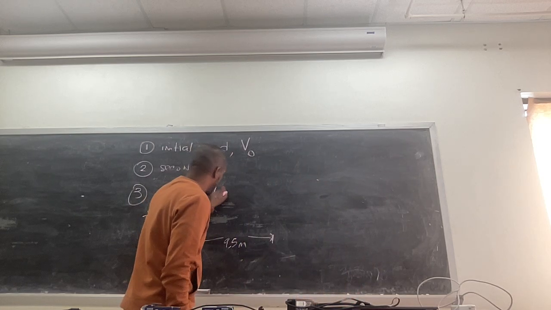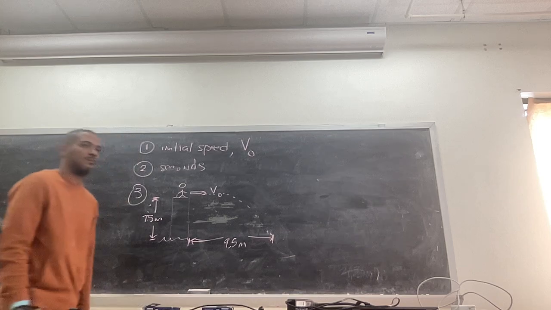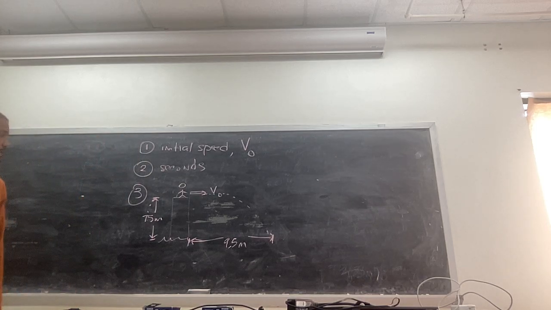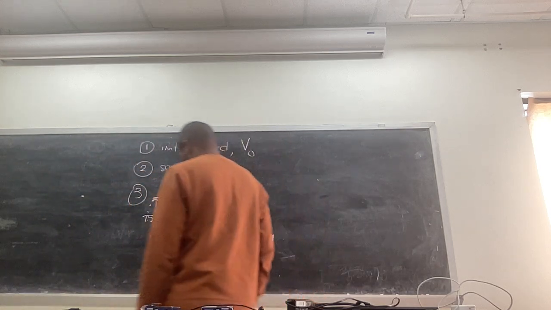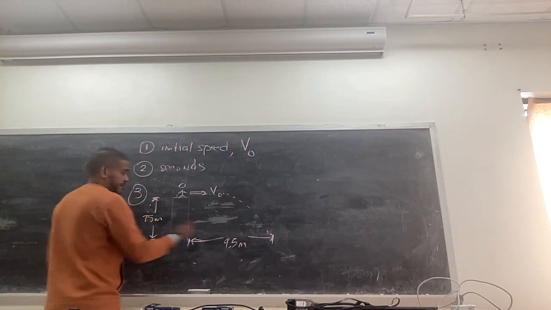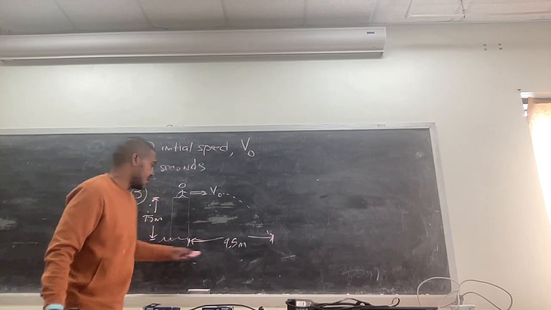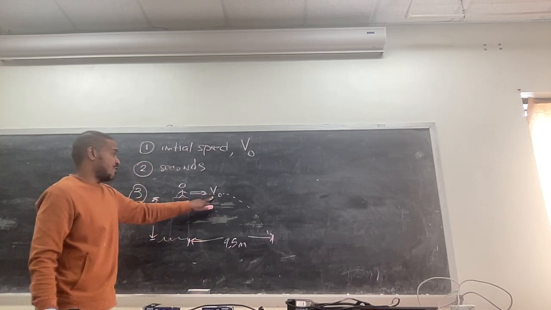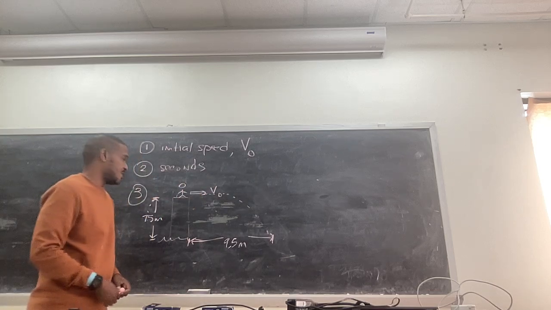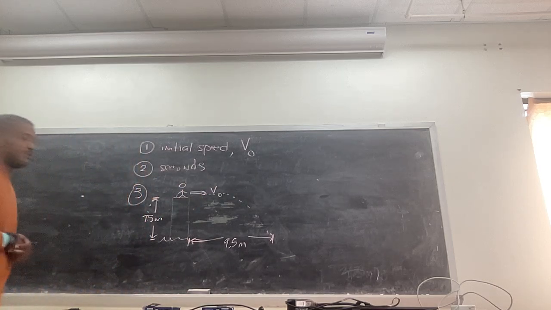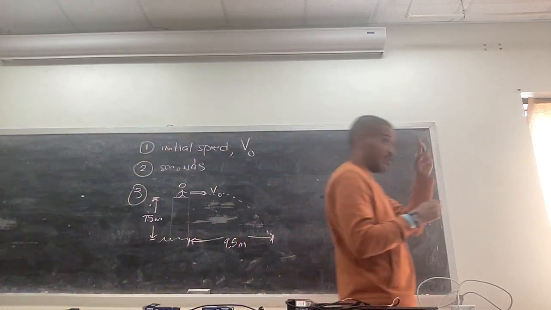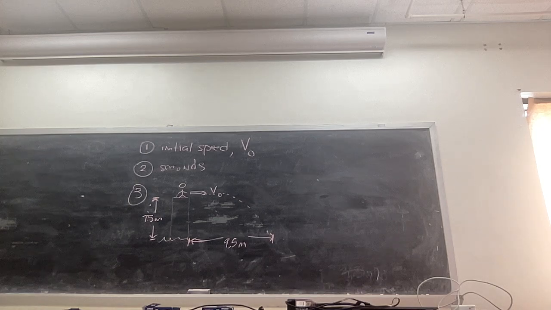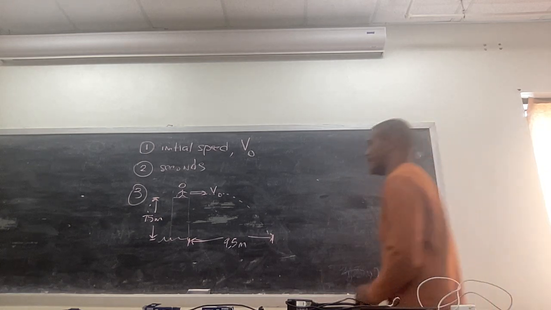So we just draw that, right? That's all. Okay. So we know this distance right here, and we're trying to figure out the initial speed. So what we need to figure out now is, in order to calculate speed, if we have distance, what else do we need? Time, right?